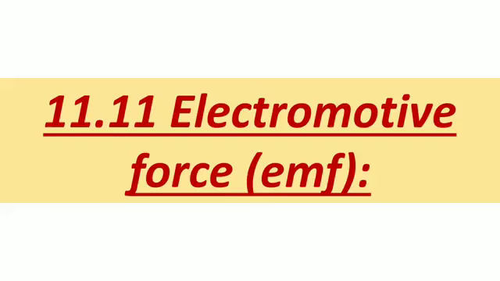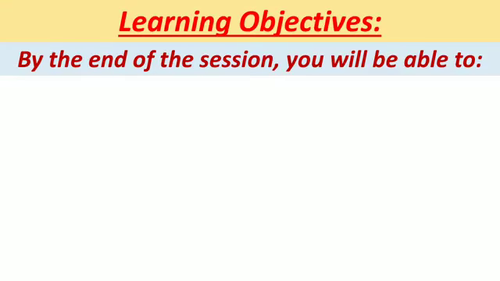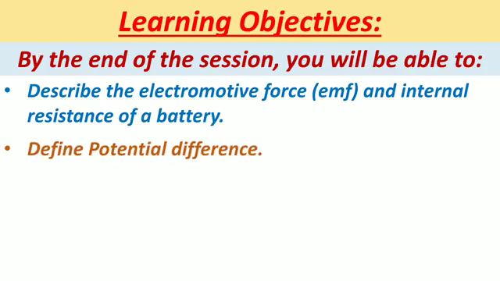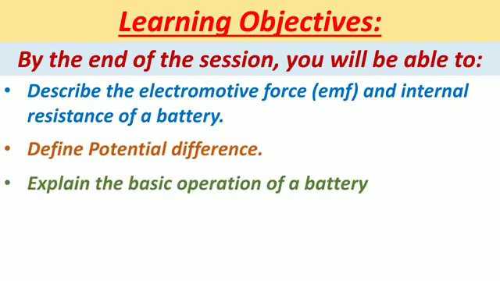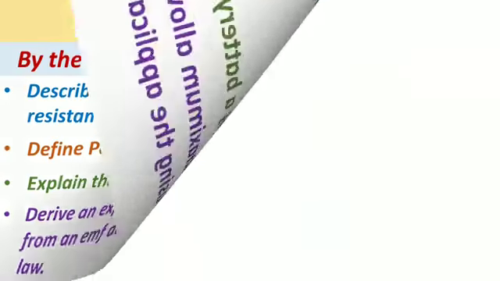this chapter, let's see the learning objectives of this lecture. So by the end of the session, you will be able to describe the electromotive force, that is EMF, and internal resistance of a battery. Then you will be able to define potential difference, and you will be able to explain the basic operation of a battery, and lastly you will be able to derive an expression for maximum allowed current from an EMF device by using the application of Ohm's law. So let's move further.